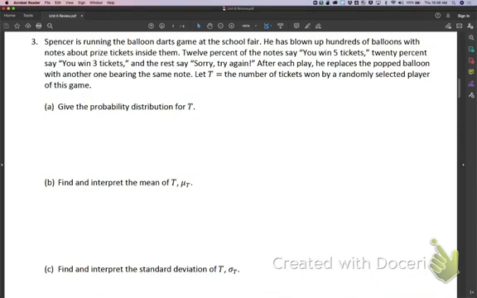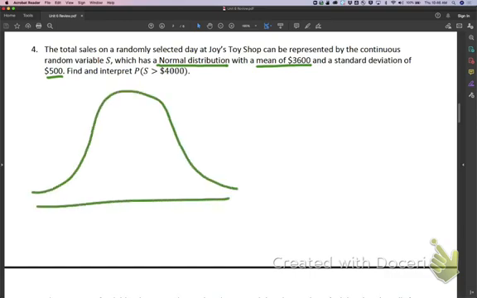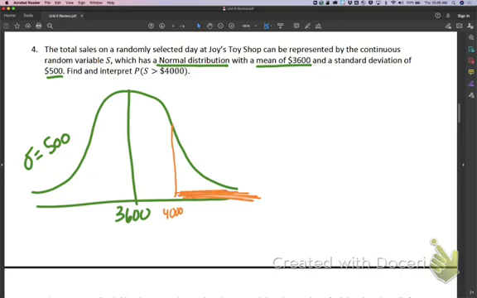Let's look at number 4. The total sales on a randomly selected day at Joy's Toy Shop can be represented by the continuous random variable S, which has a normal distribution with a mean of 3,600 and a standard deviation of 500. We need to find and interpret the probability that S is greater than 4,000. So we have a normal distribution, we have a mean of 3,600, and we have a standard deviation of 500. And we're looking for what is the probability that the total sales is greater than 4,000. So here's 4,000. We're going greater than that.